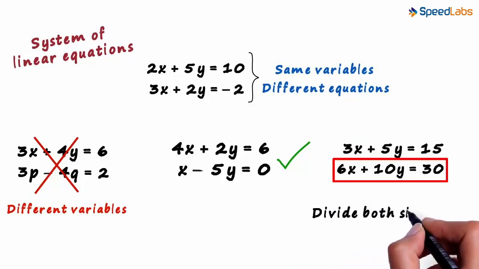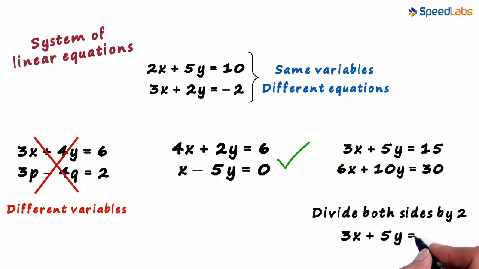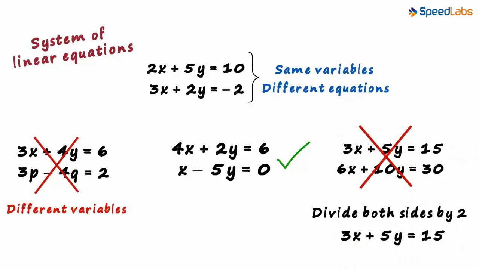Let's divide the second equation by 2. We divide the left-hand side as well as the right-hand side by 2 and get the equation as 3x plus 5y equal to 15. This equation is same as the first one. This means they do not form a system of linear equations.